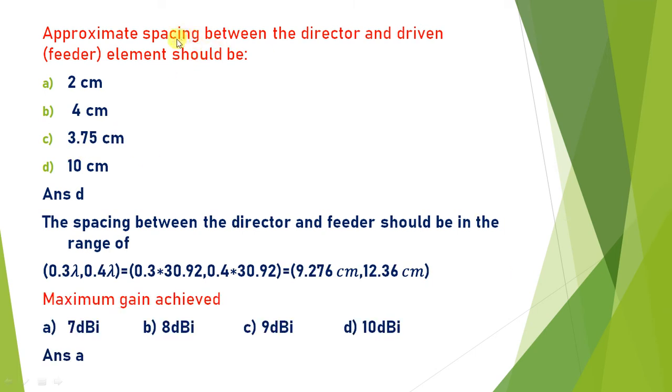What is the spacing between the director and driven element? This is the range of a director to driven element distance, 0.3 lambda to 0.4 lambda. Put lambda in this equation, multiply, and you will get this range, and the answer is 10 centimeter. What is the maximum gain achieved? Generally a printed Yagi-Uda antenna exhibits up to 7 dBi gain. So the answer is A.